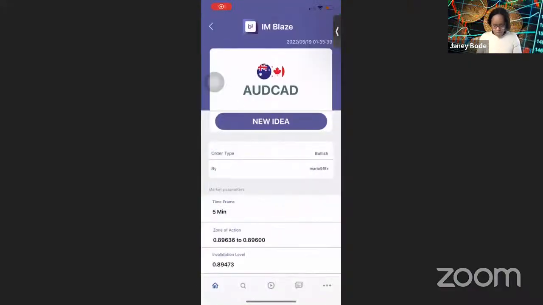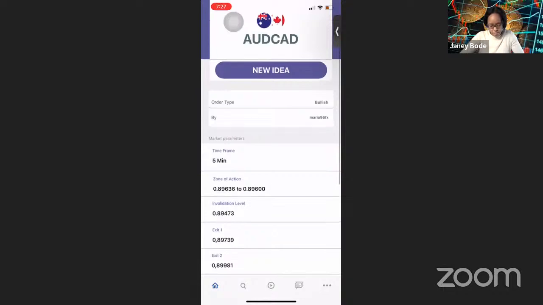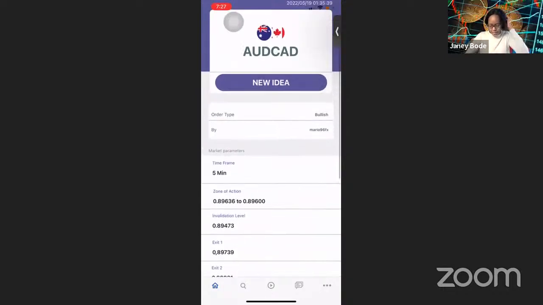So I'm gonna jump in here, and I'm gonna share my screen, and I will show you. So this is IM Blaze. Why do we have so many apps? Because there are so many options of making money. Easy. And so now this is IM Blaze.